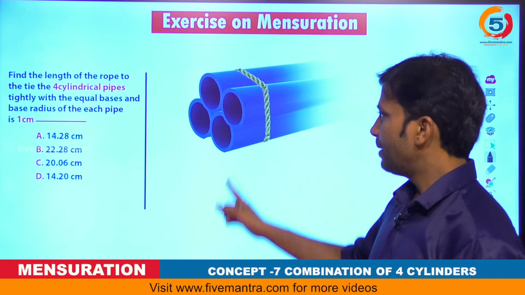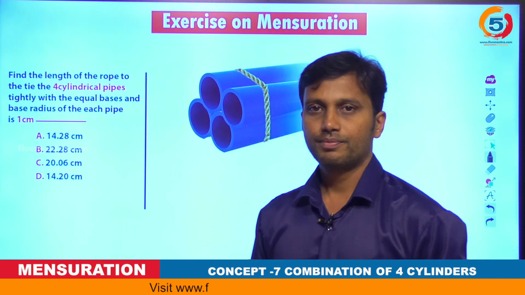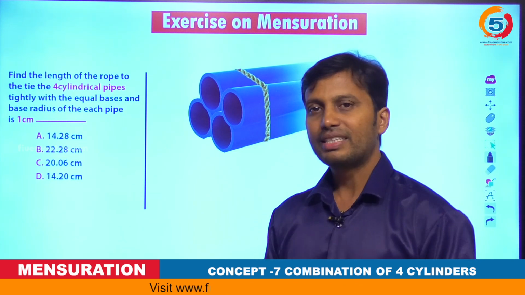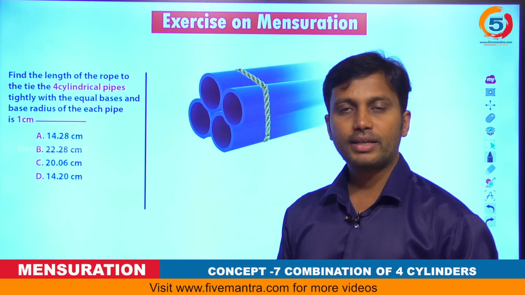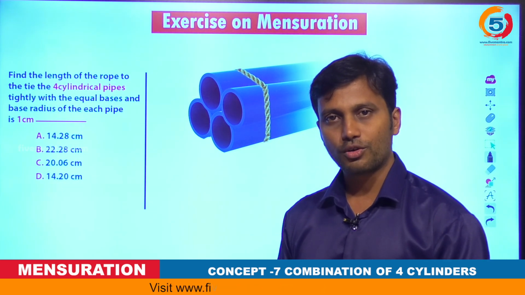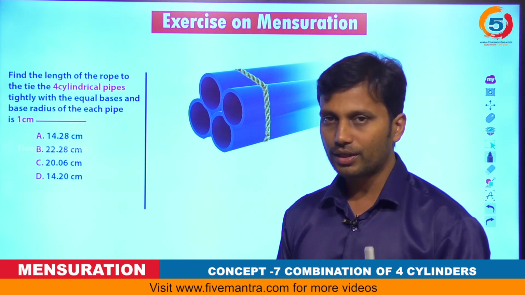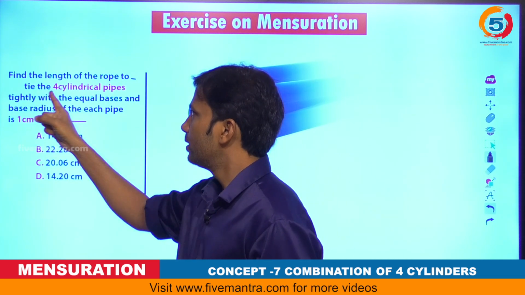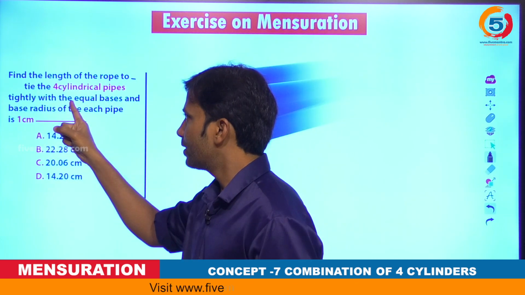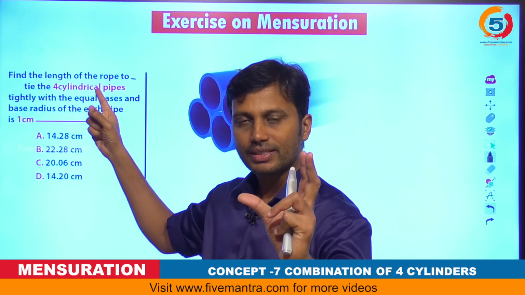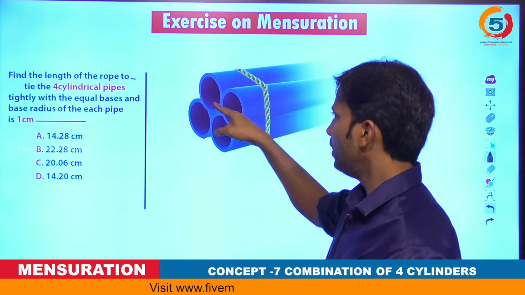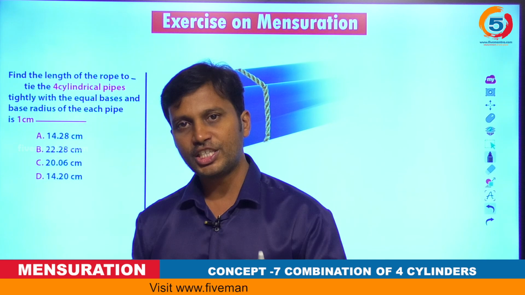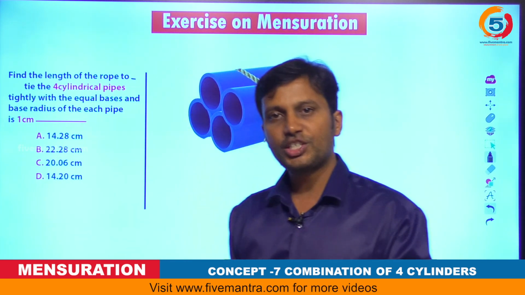Now, here how many pipes are given? 4 pipes, and they are tied together tightly with a rope, and we need to find out the length of the rope here also. Let us read the problem once. Find the length of the rope to tie the 4 cylindrical pipes tightly with equal bases. Equal bases means the base is in the shape of a circle and all the circular bases are equal. That means the base radius of each pipe is the same.